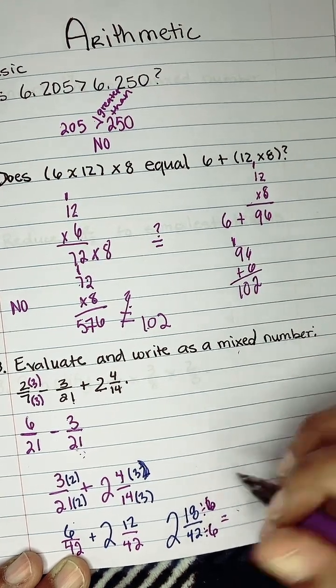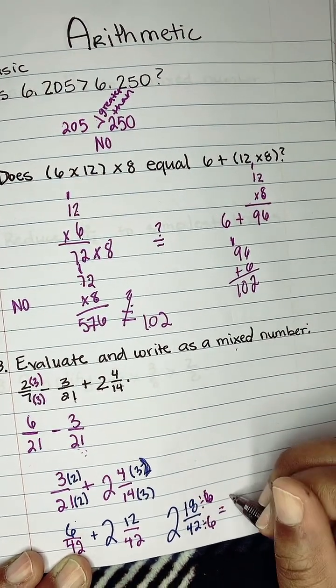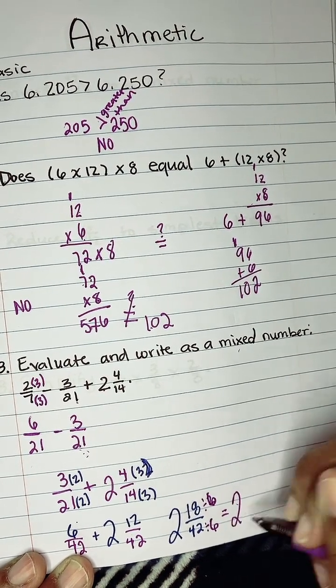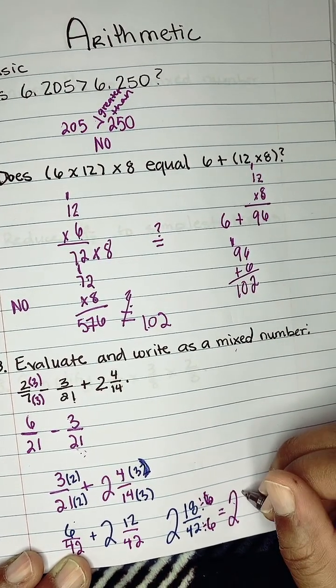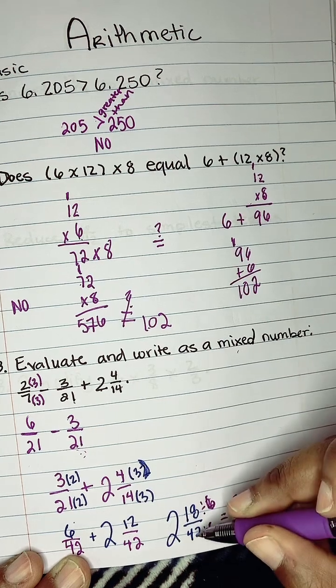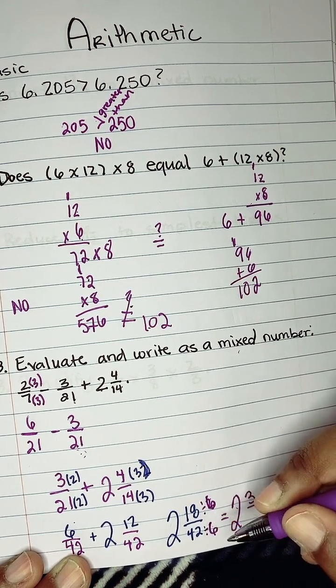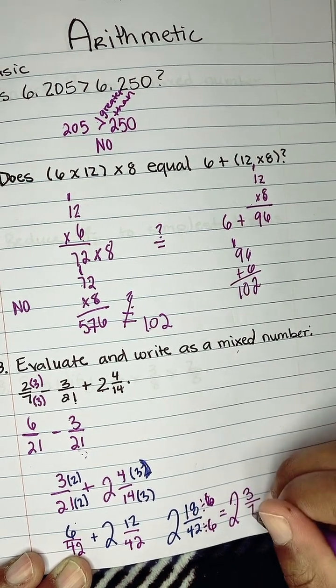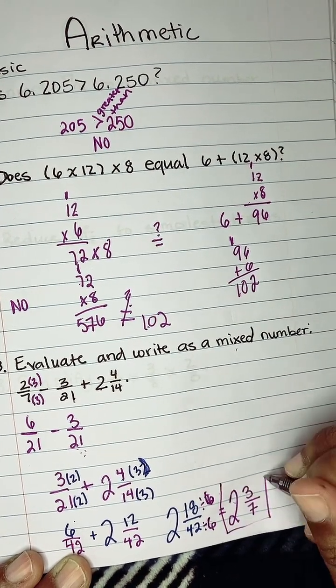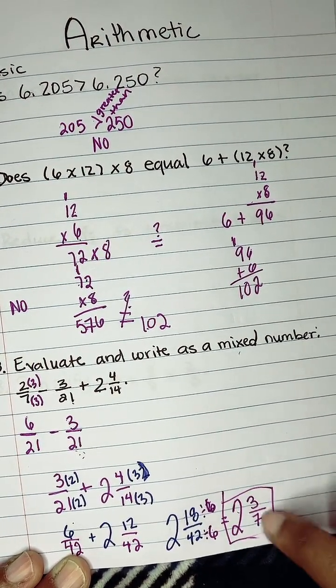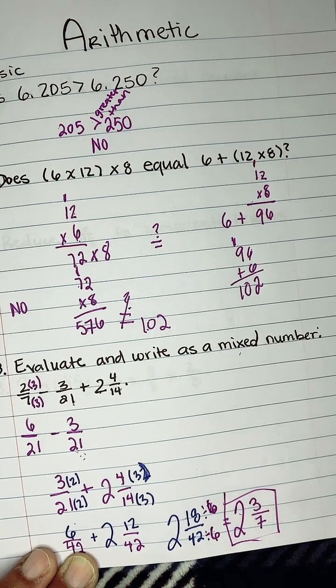Because we could say this is, I'm gonna write it right here. Can you guys still see if I write it right here? 18 divided by 6 is 3. And then 42 divided by 6, 6 times 7 gives us 42. So that's 7. And this is our answer as a mixed number.